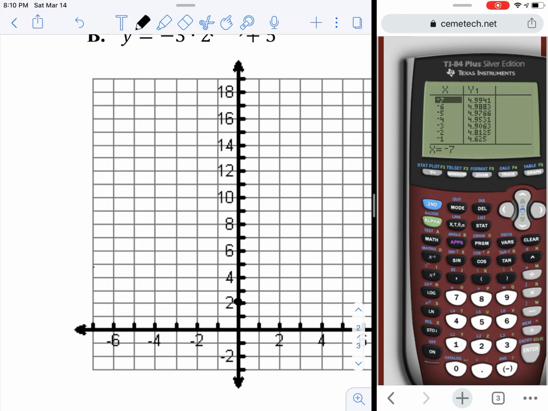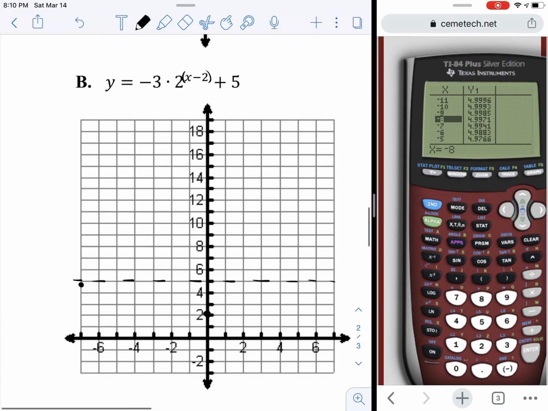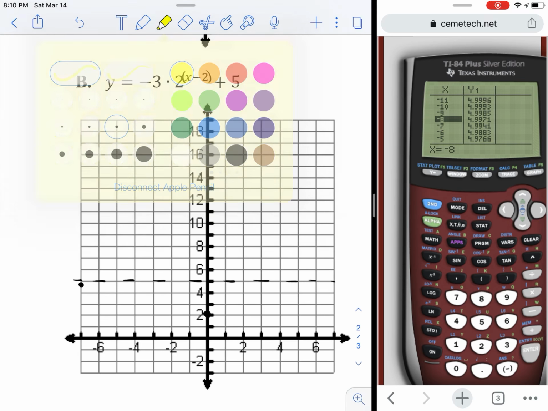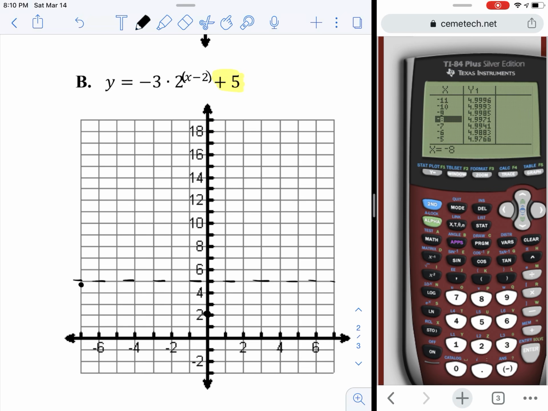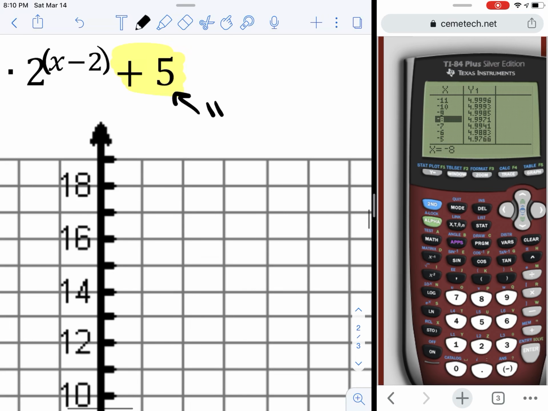very, very close to this value of 5. If you keep going to more negatives, you should see we are approaching this value of 5, which shows us that this is actually going to be the horizontal asymptote of this graph. Now, if you actually look at the equation, one thing I want to point out is that there is a plus 5 at the end, and this, you will learn, is always going to be your horizontal asymptote value.